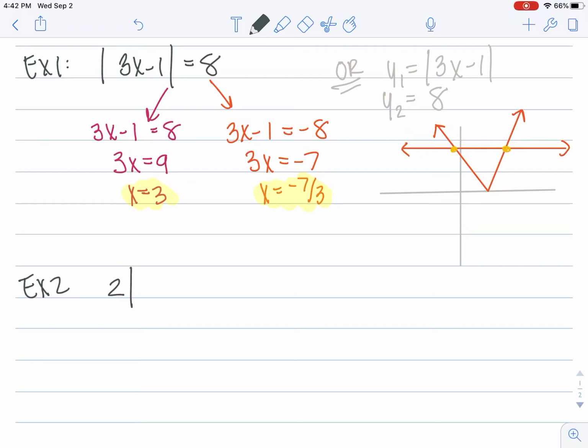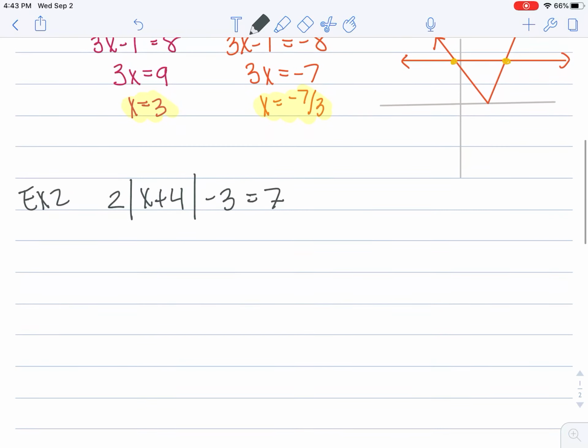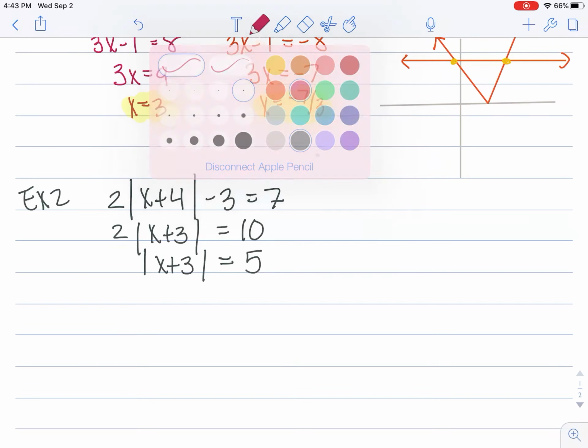2 absolute value of x plus 4 minus 3 is equal to 7. Okay, so first thing, our goal is to get the absolute value by itself before we split into the positive and negative like I did above. So let's get rid of that 3 by adding it. Let's get rid of the 2 by dividing both sides by 2. And now we go to our split.